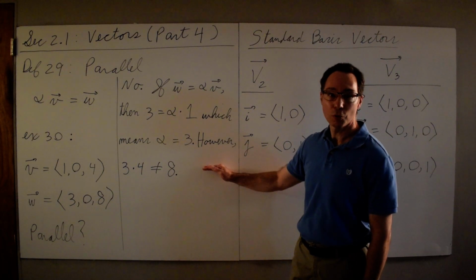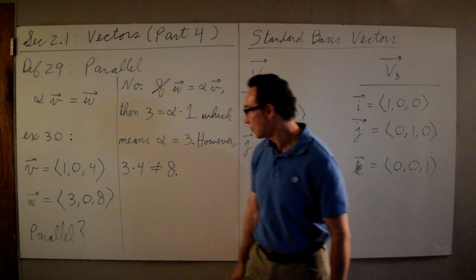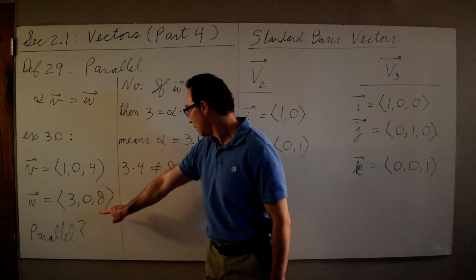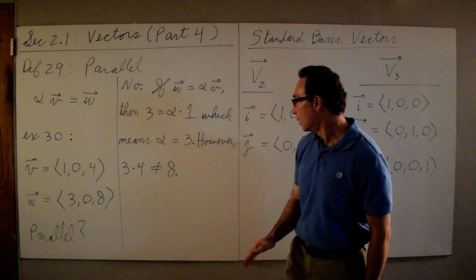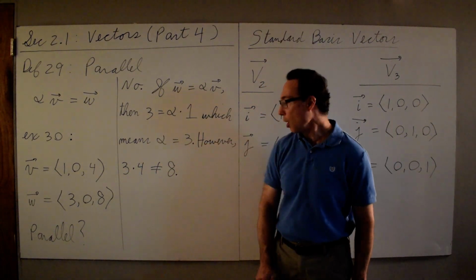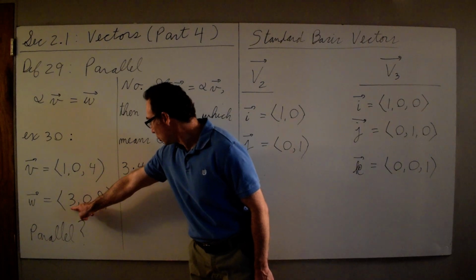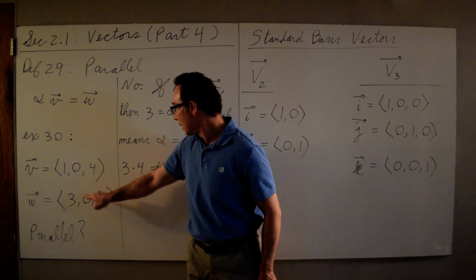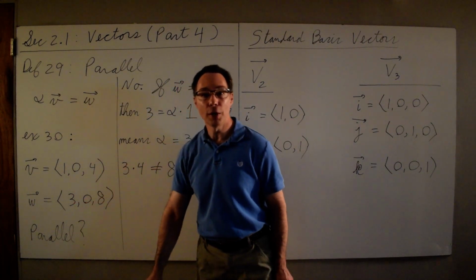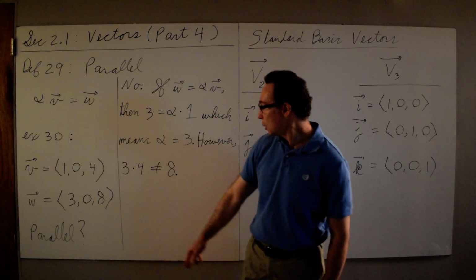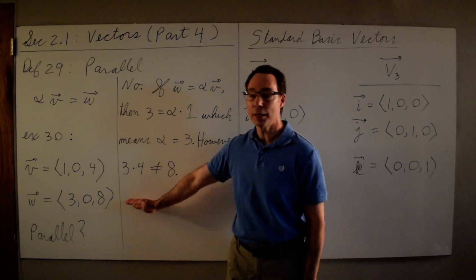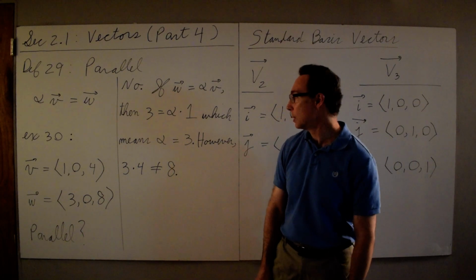However, now look at the third component. 3 times 4 is not equal to 8. And so the two vectors are not parallel. If this were 2, 0, 8 instead, then 2v would equal w and they would be parallel. So v is parallel to the vector 2, 0, 8, but it's not parallel to the vector 3, 0, 8.